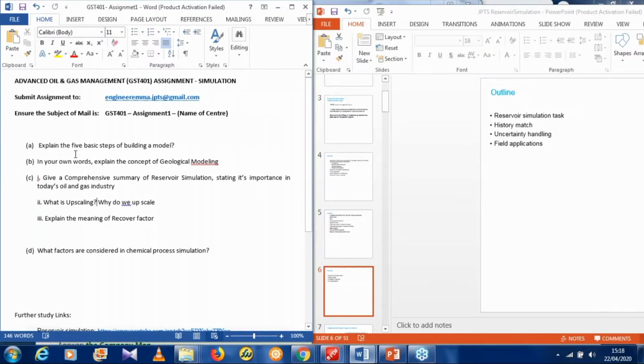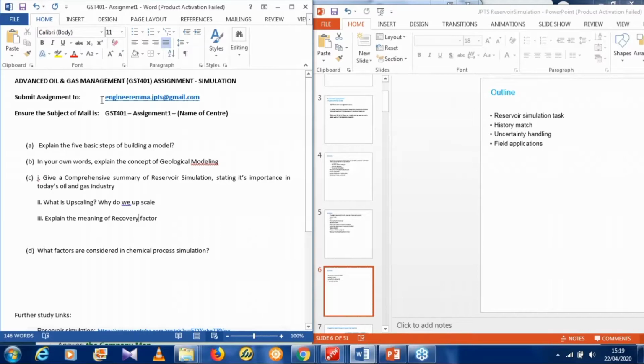The assignments, number one, explain the 5 basic steps to building a model. Number two, in your own words, explain the concept of geological modeling. Then give a comprehensive summary of reservoir simulation, stating its importance in today's oil and gas industry. Number three, what is upscaling? Why do we upscale? Explain the meaning of recovery factor. Number four, what factors are considered in chemical process simulation.